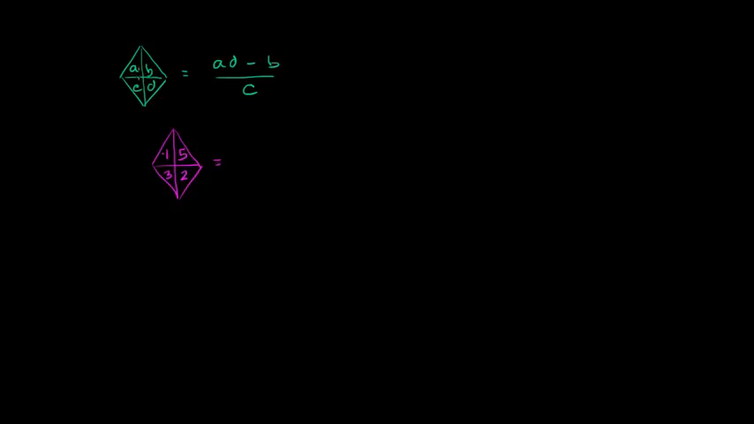And we would say, OK, every time we see an A, that is going to be -1. So we have a -1 times D. Well, D is whatever's in the bottom right section of this diamond or this kite. So D is going to be 2. Let me write it this way. This is A, this is B, this is C, and this is D. So it's going to be -1 times 2 minus B. Well, B is 5, minus 5. All of that over C, which is 3. So this is going to be equal to -2 minus 5. So that is -7 over 3.